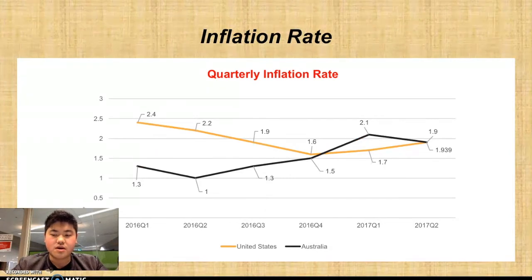Apart from the GDP, the inflation rate appeared to have an opposite trend. From the first quarter of last year to the current Q2 of this year, the inflation rate of Australia has increased at a stable speed, from 1.3% to 2.1%. However, the inflation rate of the US dropped rapidly from 2.4% in Q1 last year to 1.7% in Q1 of this year. And until the last quarter of 2017, there is a difference of 0.039 between the inflation rates of both countries.